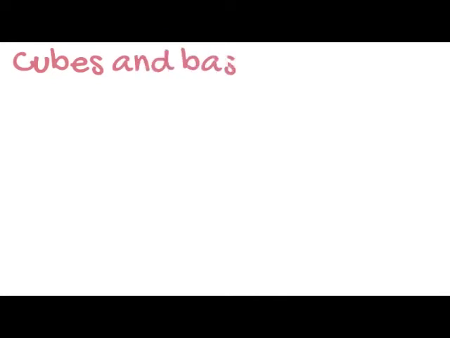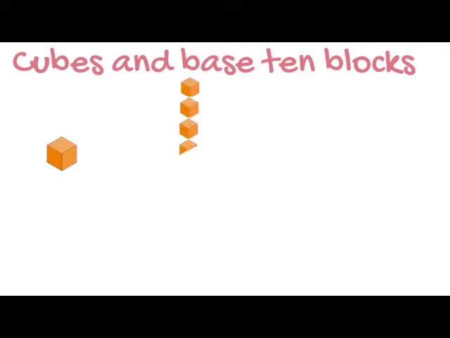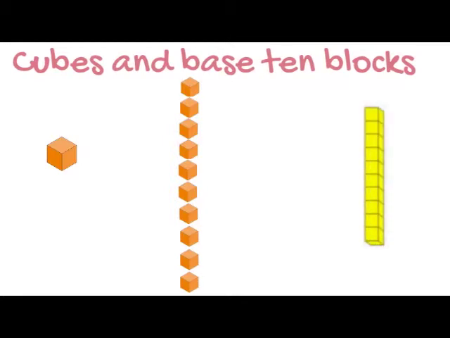So we'll talk about cubes and base 10 blocks. So this is a cube. If you take 10 cubes together, 1, 2, 3, 4, 5, 6, 7, 8, 9, 10, you get a block of 10 cubes. You can count as well. 1, 2, 3, 4, 5, 6, 7, 8, 9, 10.